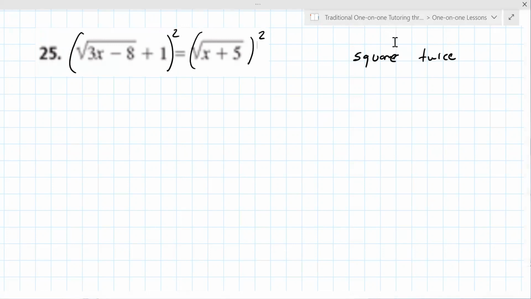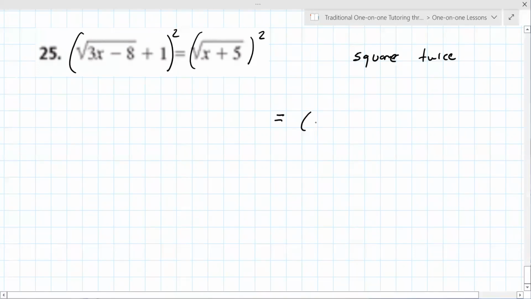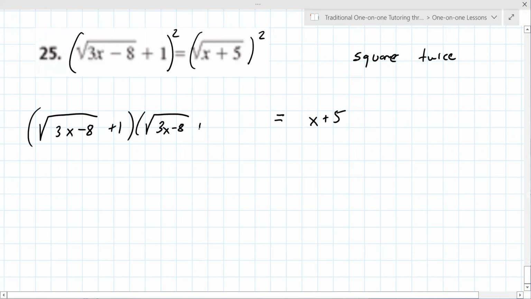All right, so on the right, though, it's just x plus 5. You would agree with that? You see that? Okay, but on the left, this is what it is: square root of 3x minus 8 plus 1 times the square root of 3x minus 8 plus 1. And you do have to FOIL this.